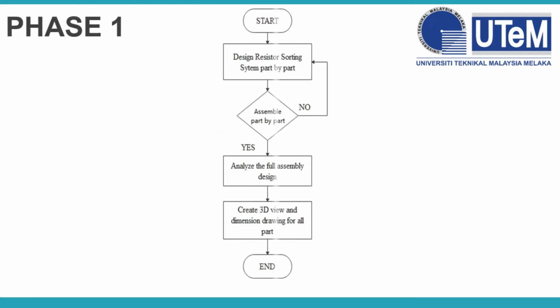For phase 1, we start first by designing the resistor sorting system part by part, and then try to assemble the parts. If the parts assemble nicely, then we proceed to the next one. But if not, we have to return to the design to make sure the parts connect nicely after they are assembled. Next, we analyze the full assembly design. Then, after that, we create the 3D view and dimension drawing for all parts.